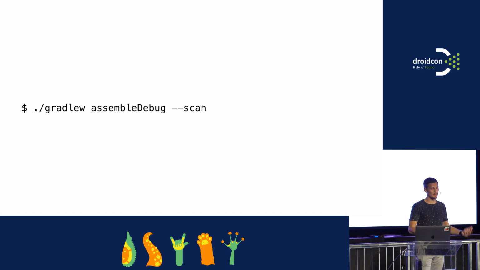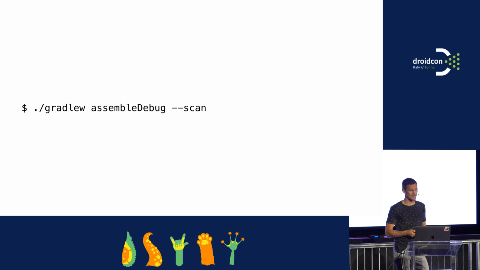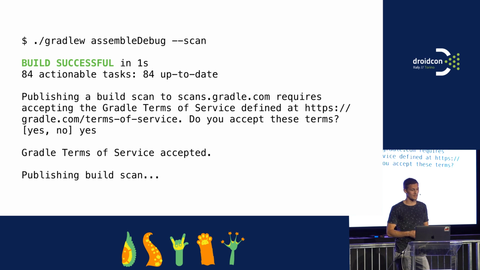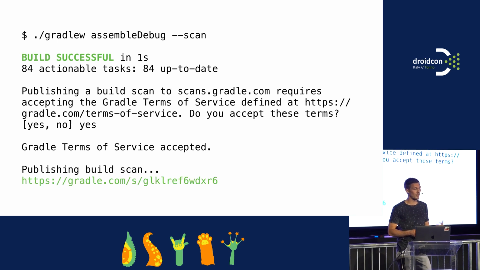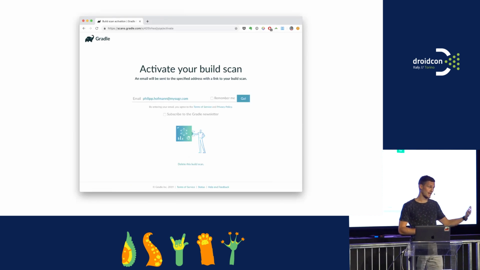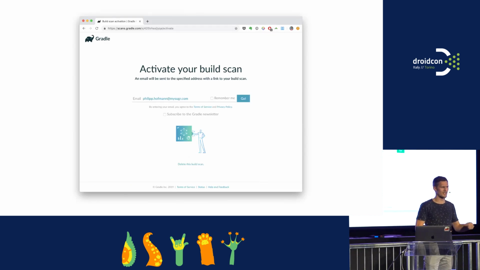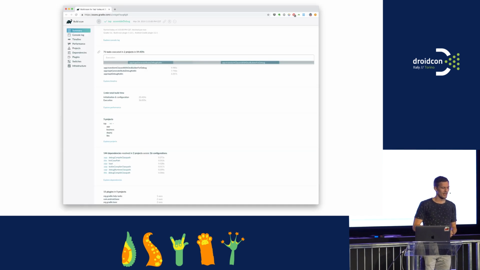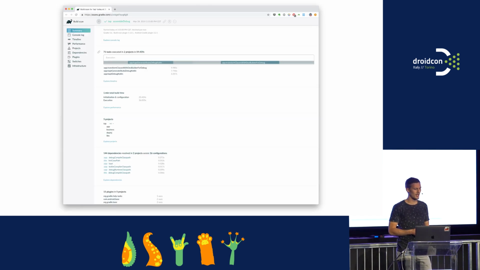Scanning your build, basically measuring your build, is pretty easy. You just have to add the flag --scan. What then happens is that Gradle compiles your project, and afterwards you have to accept some terms of service. If you say yes, you're publishing it. It uploads it to the Gradle site with some key, and then you just have to enter this into your browser. You have to enter your email address, and then they send you an email. I don't know why they make it that complicated, but I guess maybe they want to collect email addresses or get some statistics. And then when you click the link in your email, you get a nice overview.